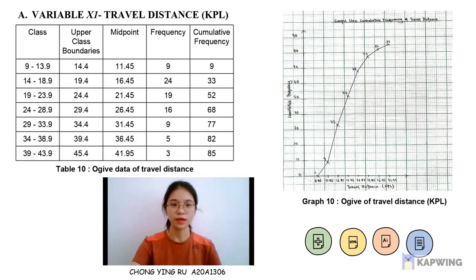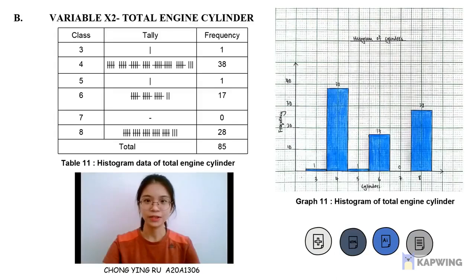The graph should start at one class before the first midpoint, which is 6.45, with cumulative frequency 0, and it should end at the point of the last class where cumulative frequency is equal to the sample size, which is 85. The variable x2 is total engine cylinders. Based on the table and graph, it can be seen that there are 6 classes in total engine cylinders by using a histogram. The graph shows a slight increase, then a decrease, and finally an increase again. The most common total engine cylinders are 4 cylinders with frequency of 38. However, the least are 7 cylinders with frequency 0.